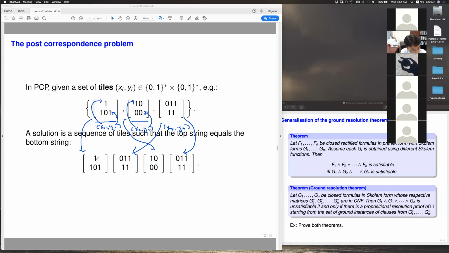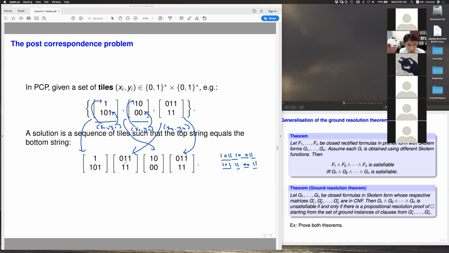But if you concatenate the 0-1 sequences of the x part of these tiles and the y part of these tiles, they will be the same. So the top is 1, 0, 1, 1, 1, 0, 0, 1, 1. The one below is exactly the same, 1, 0, 1, 1, 1, 0, 0, 1, 1. If you compare them, it's exactly the same, right?